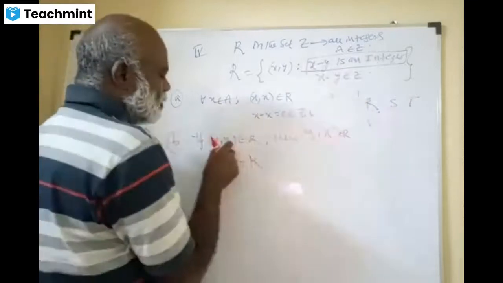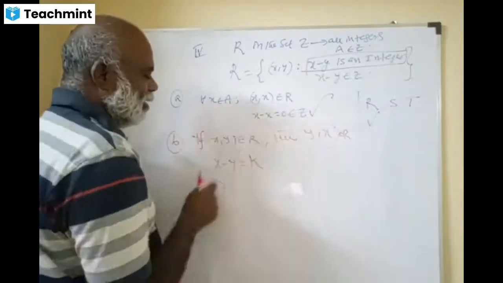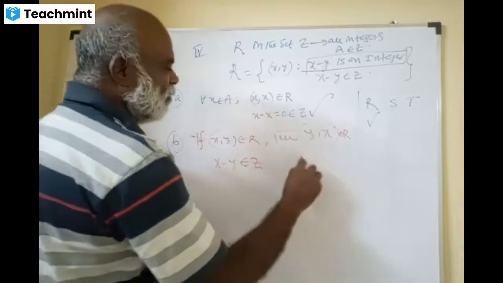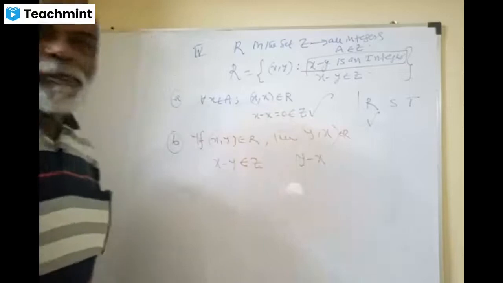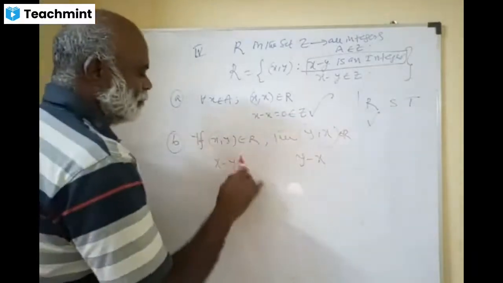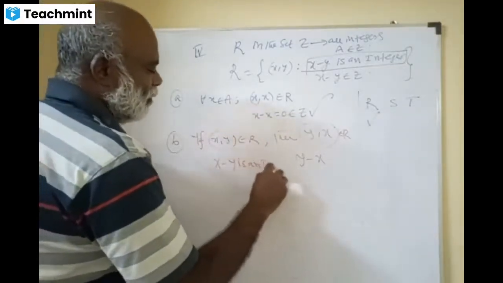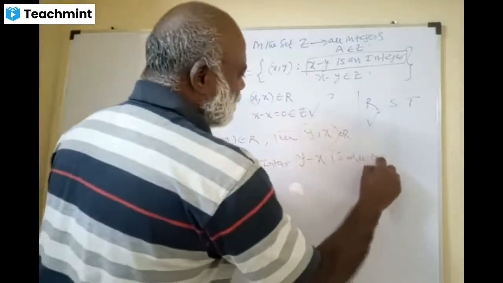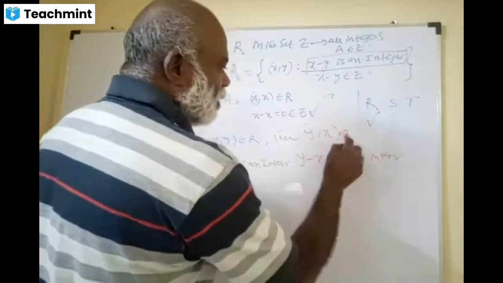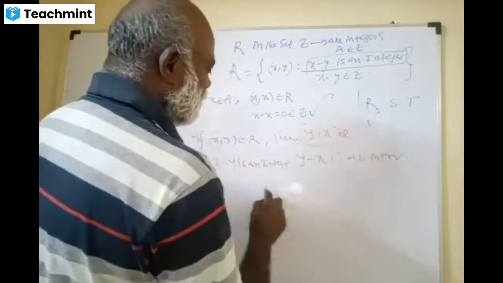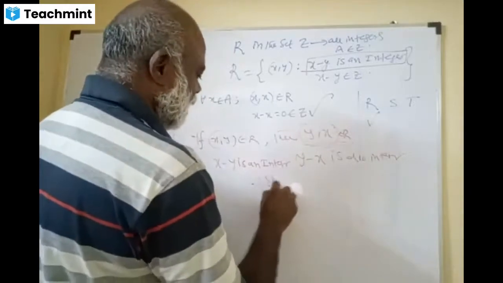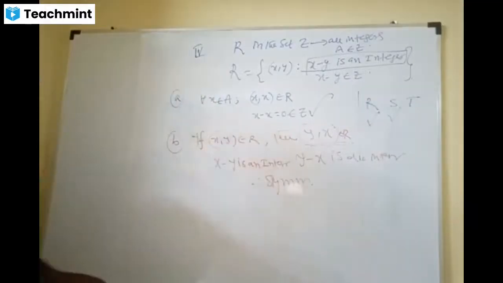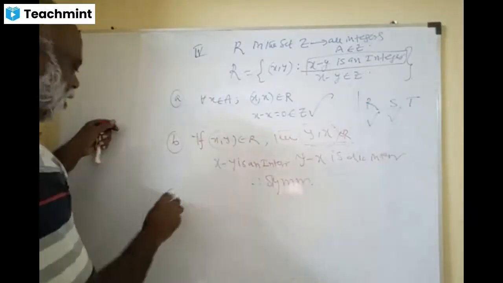X minus Y is an integer, so this belongs to R. Given X minus Y belongs to Z, can you say Y minus X is also an integer? Yes, sir. Wonderful. Y minus X is also an integer. Therefore, the second condition is also verified. Therefore, it is symmetric. Symmetric is also true.